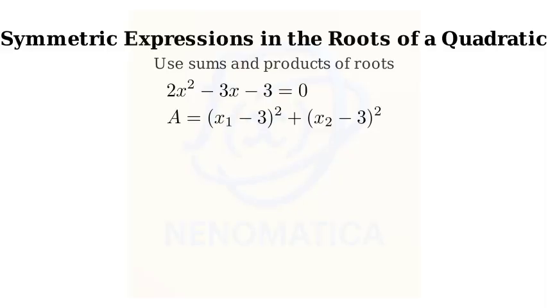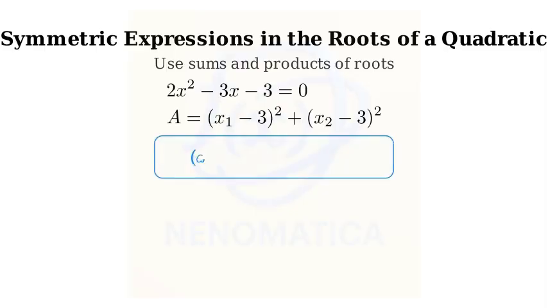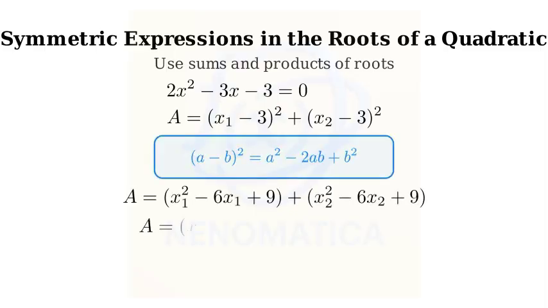The roots x1 and x2 satisfy the quadratic 2x squared minus 3x minus 3 equals 0. We want the value of capital A equals the quantity (x1 minus 3) squared plus (x2 minus 3) squared. First expand each square using the binomial pattern. Now, gather like terms. Combine the x1 squared and x2 squared terms, the linear terms, and the constants.